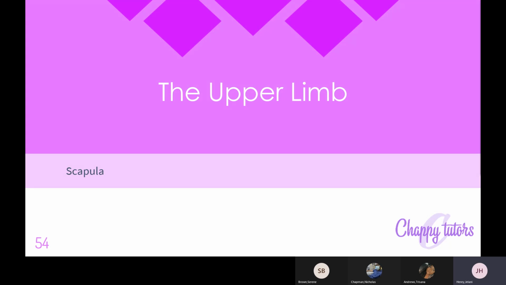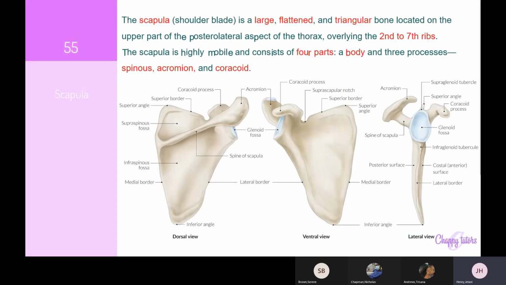Now we're going into the last bone that we will do for this class, which is the scapula. The scapula, commonly referred to as the shoulder blade, is a relatively large bone, flattened and kind of triangular shaped. It is located in the upper part of the posterolateral aspect of your thorax. So let's break this down: the upper part, postero, so posterior on your back, and lateral. It overlies the 2nd to 7th ribs.